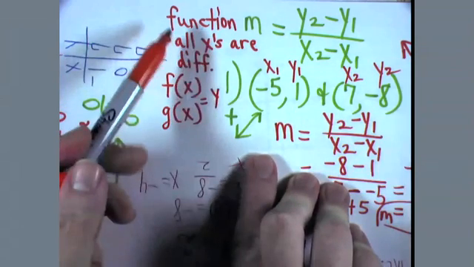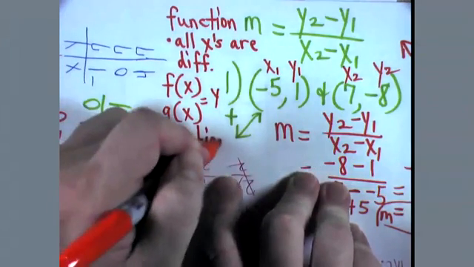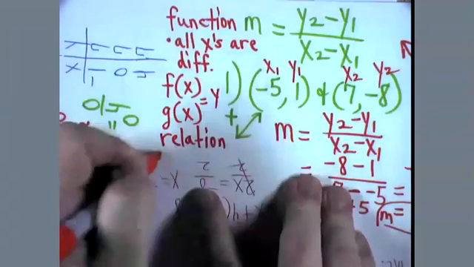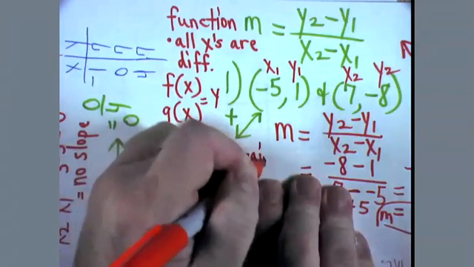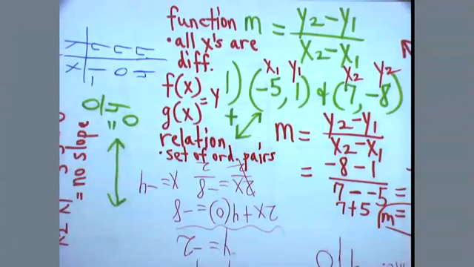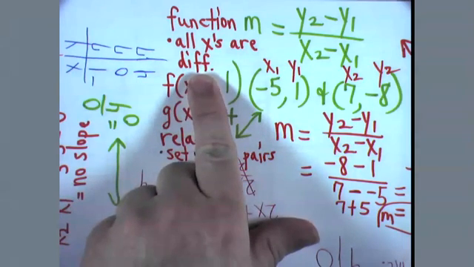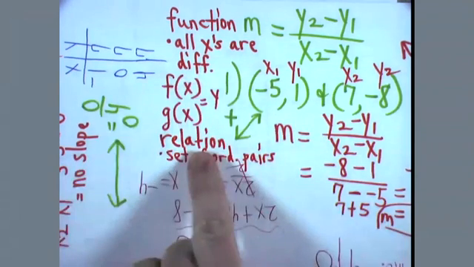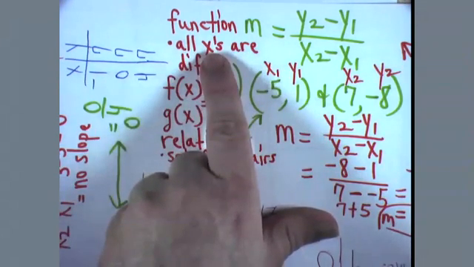Now for a relation, and by the way, a relation is any set of ordered pairs. Now, for a relation to be defined as a function, all your x coordinates must be different. Again, for a relation or a set of ordered pairs to be defined as a function, all your x values must be different or unique.